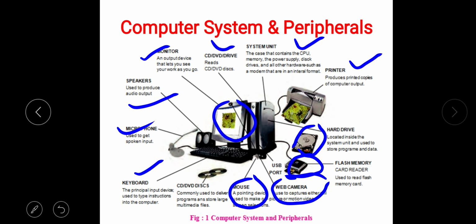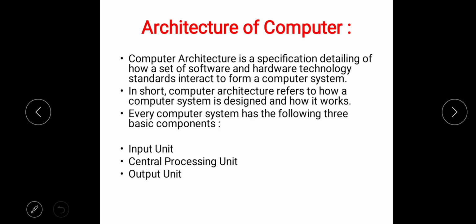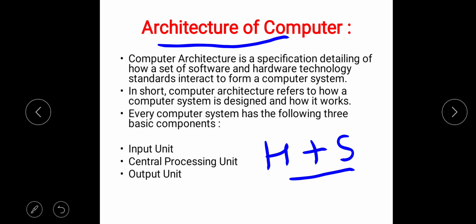Moving to the next section, here we discuss the architecture of the computer. Computer architecture specifies in detail how a set of software and hardware technology standards interact to form a computer system. It is a combination of hardware plus software. It makes a computer system. In short, computer architecture refers to how a computer system is designed and its working method.